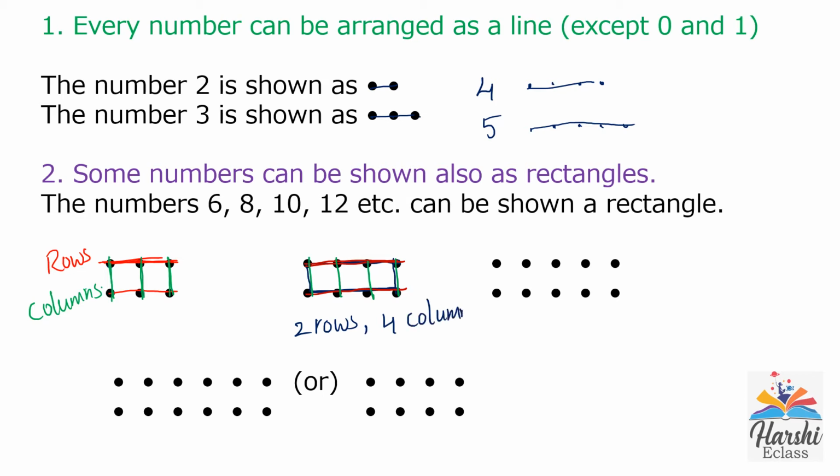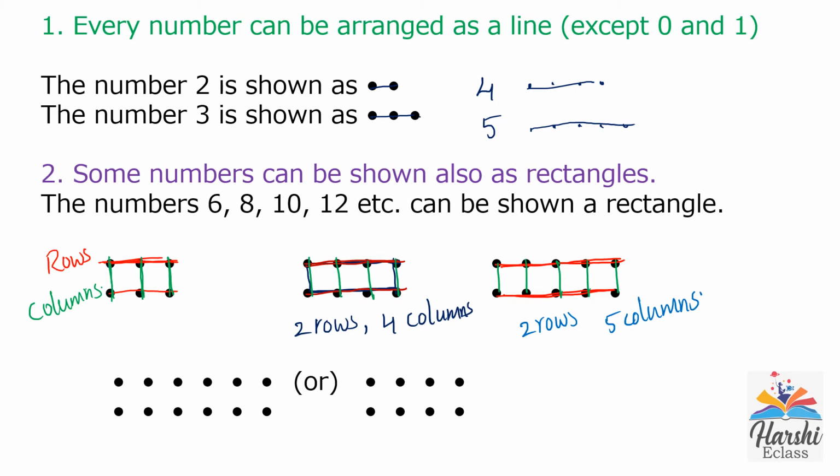Next number 10. Number 10 can also be arranged in rectangle form. It has 2 rows and 5 columns. Opposite sides are equal here. How many rows? 2 rows and 5 columns.